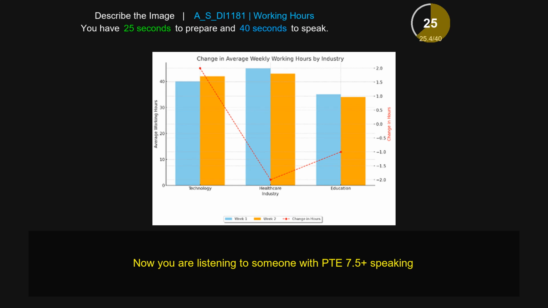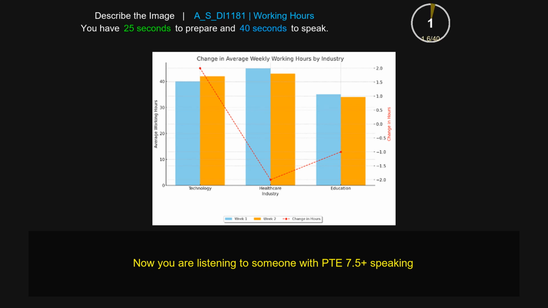The healthcare industry has the highest value, which is 45 for week 1 and 42 for week 2. And for education, the value is 35 for week 1 and 32 for week 2. Overall, it gives information about change in hours with the plus and minus.